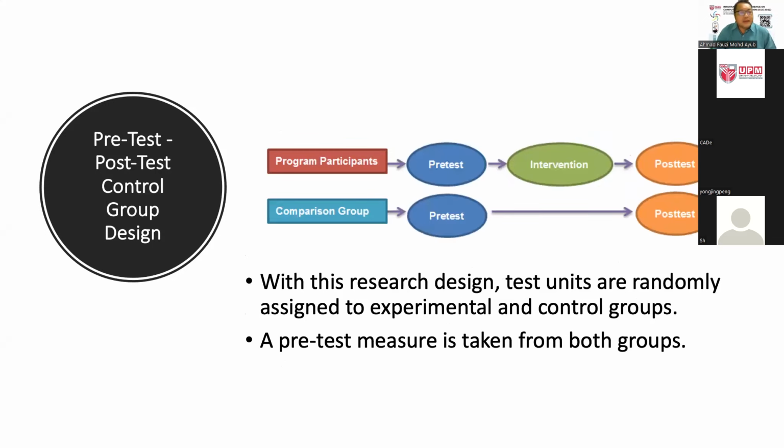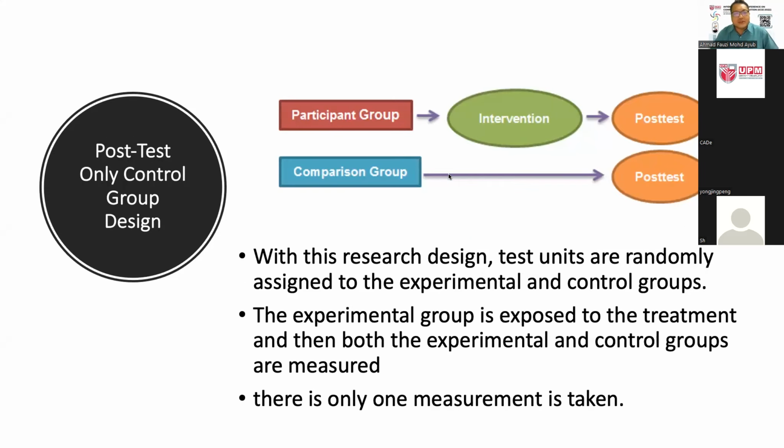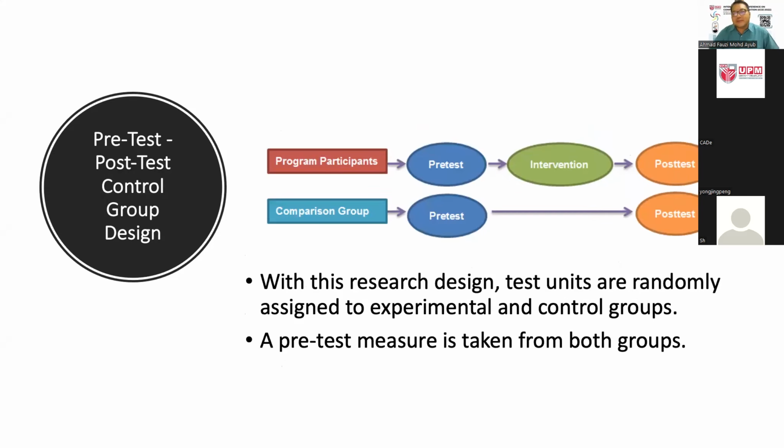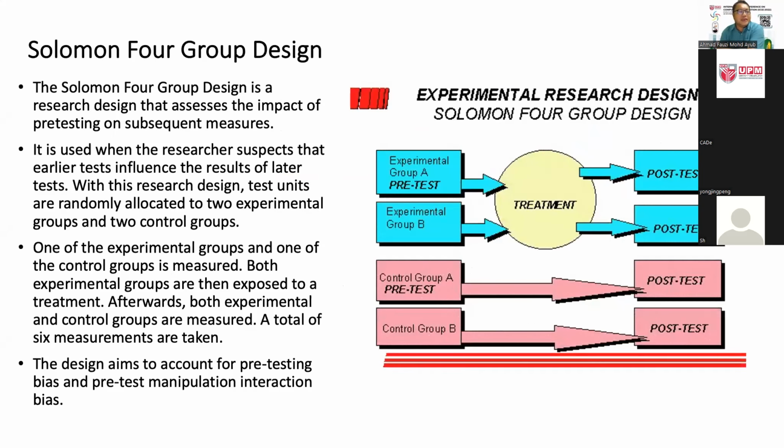All right. And then this is the pre-test and post-test control group design, where compared to the post-test only control design, this one has the pre-test and post-test. So we have a pre-test here, and then we have the post-test here. Right. This one is much better. And we have a more complicated design, which we call the Solomon four group design.